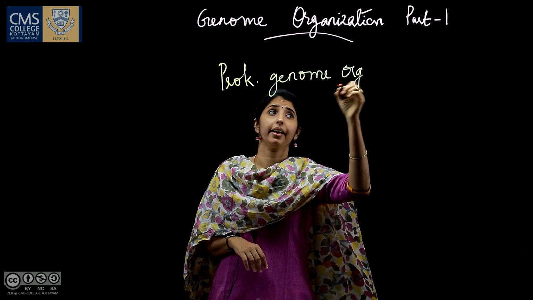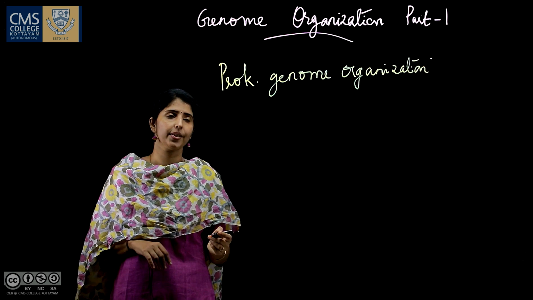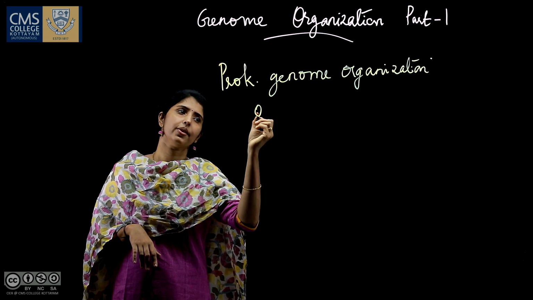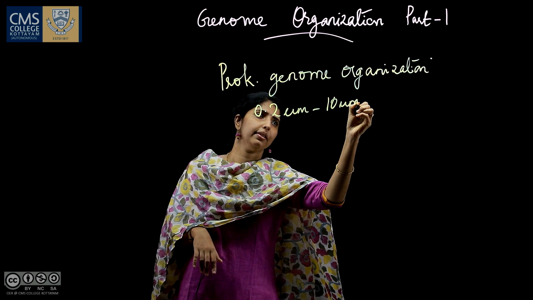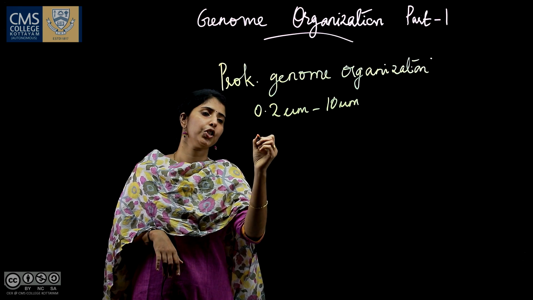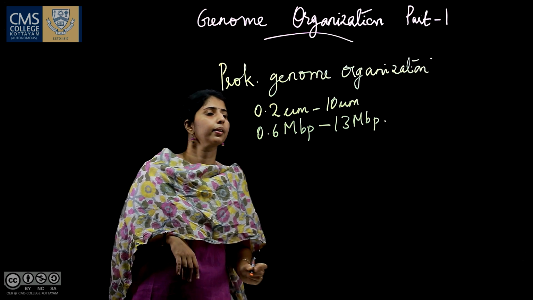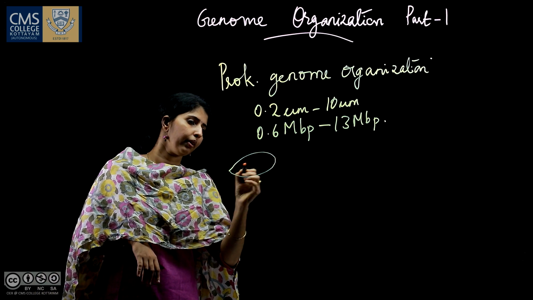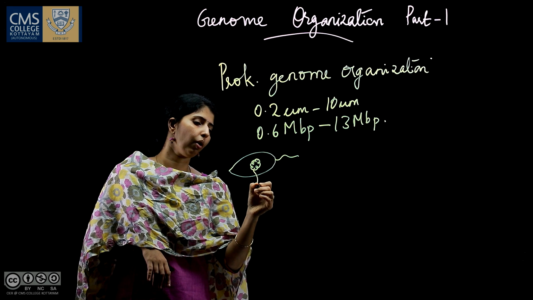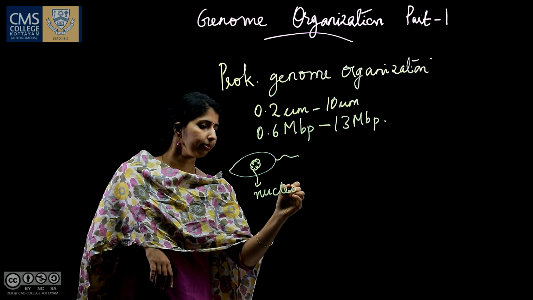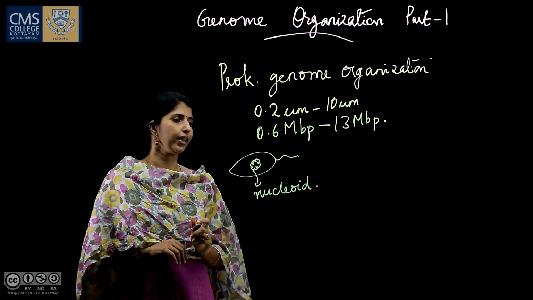Prokaryotic cells are cells which lack a nucleus. They are often very microscopic, and their cell size ranges from 0.2 micrometer to 10 micrometer in diameter, and their genome size often ranges between 0.6 million base pairs to 13 million base pairs. In a bacterial cell, the DNA is found dispersed in the cytoplasm in a compacted form, and we call this the nucleoid.